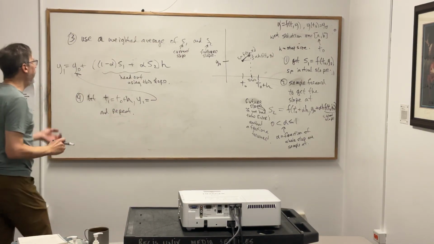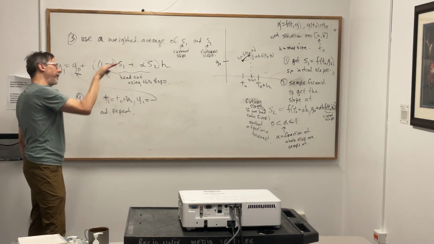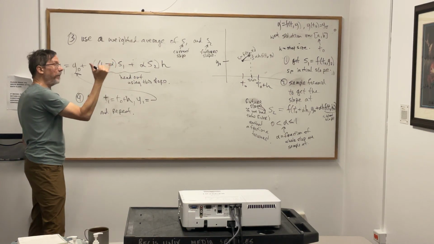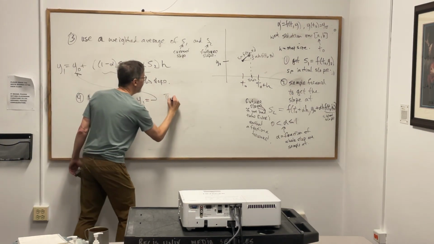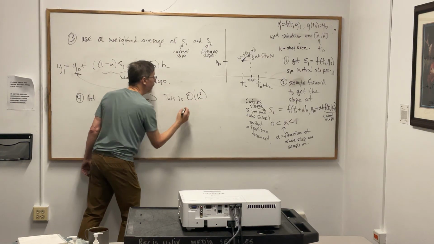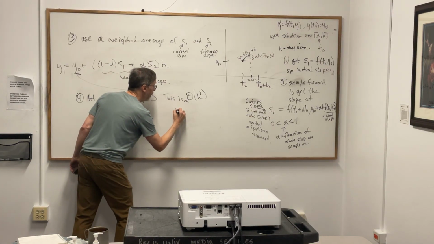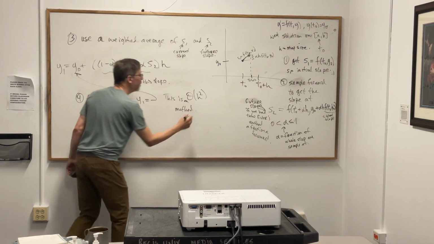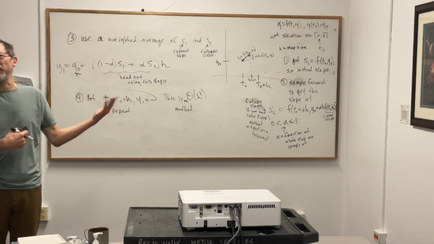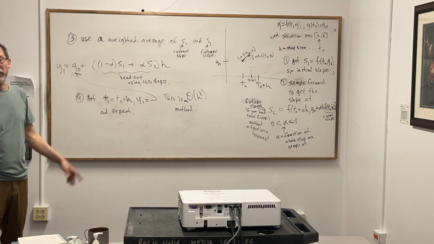So RK2 is, the 2 is the number of pieces of data we're using to estimate our slope, but it's also the order of error. This is an order H squared method. That's kind of neat. It's not all that much. This is really easy to code. I mean, the code is almost right here. You'll see the code, it's super simple.